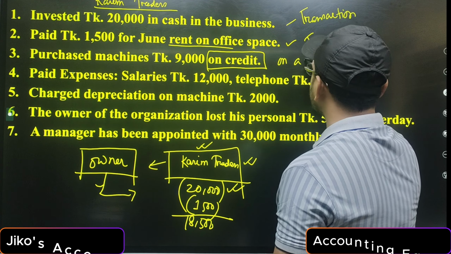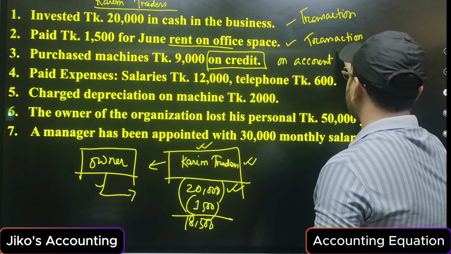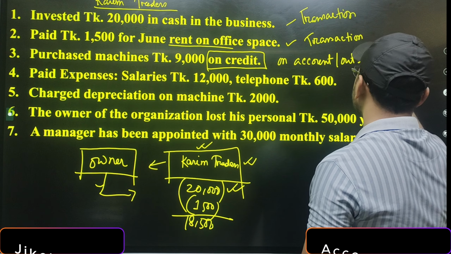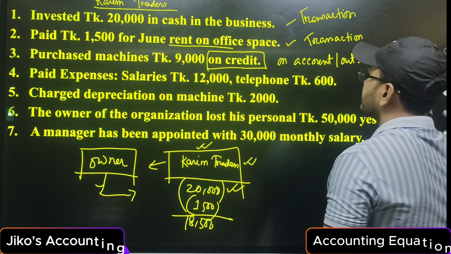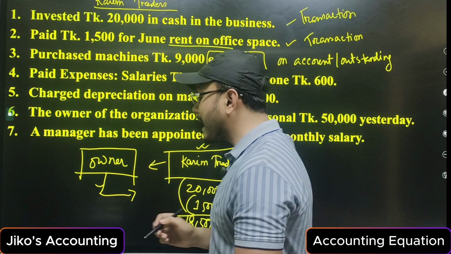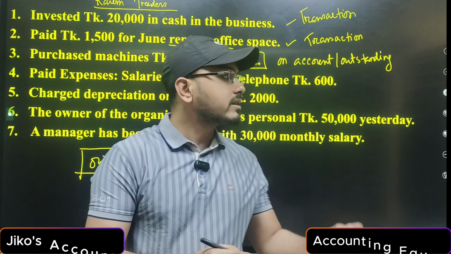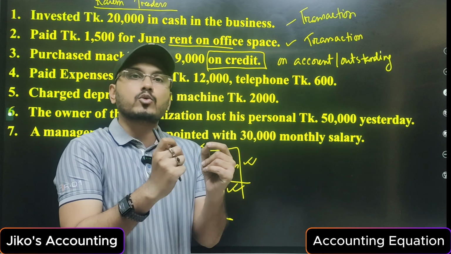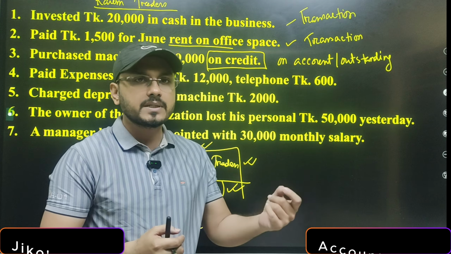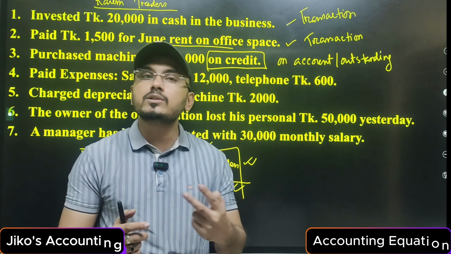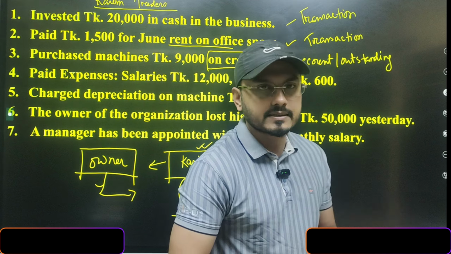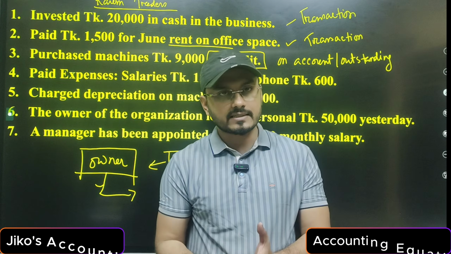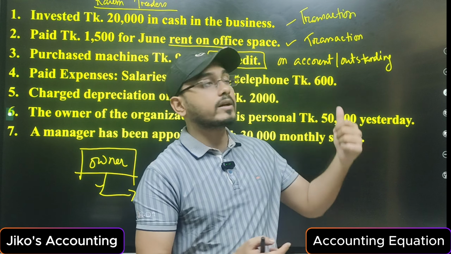on credit, on account, and outstanding. All are similar, sir. What I have said, on credit, on account, outstanding. That means all these transactions are based on the accrual principle. What do you mean by accrual principle? You can say there are two types of transactions we can easily see. The first one is cash transactions, and the second one is on-account transactions.